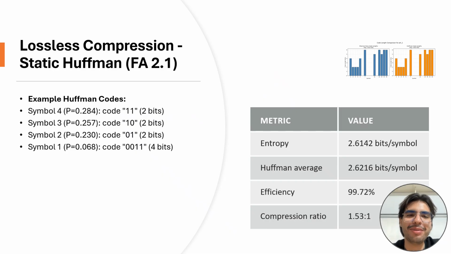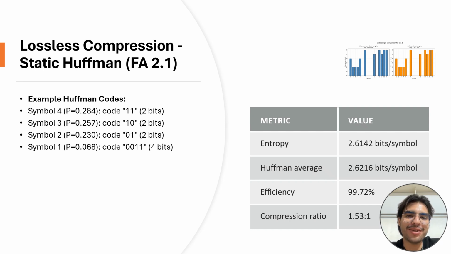Thank you, Gerardo. My name is Jesus Hilario and I will present the lossless and lossy compression results. For lossless compression, we implemented static Huffman and Shannon-Fano coding. For the phi1 distribution, both algorithms achieved identical performance. The entropy is 2.61 bits per symbol, and the Huffman average code length is 2.62 bits, giving us 99.7% efficiency and a compression ratio of 1.53 to 1.